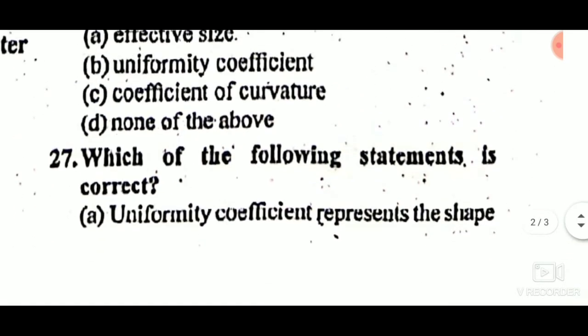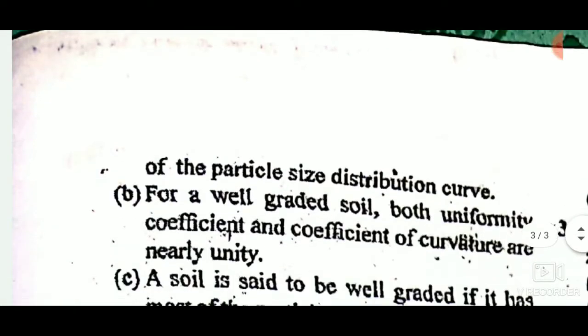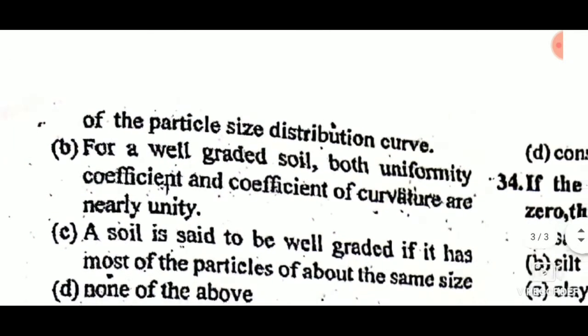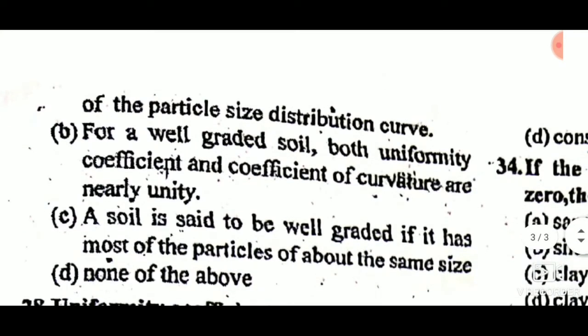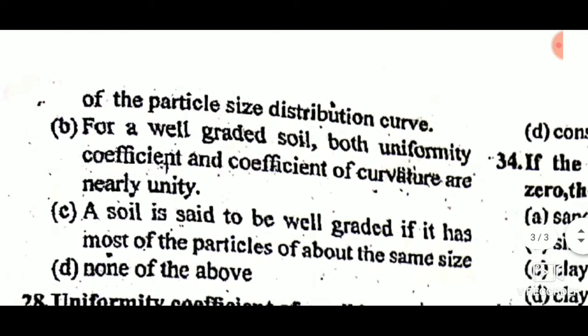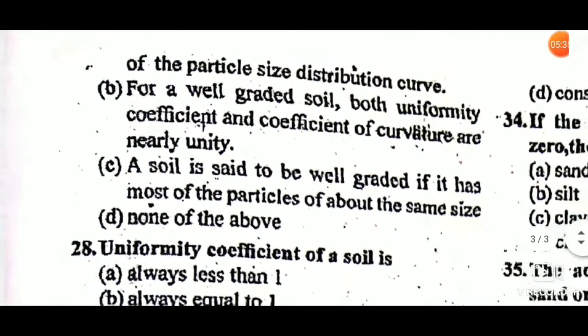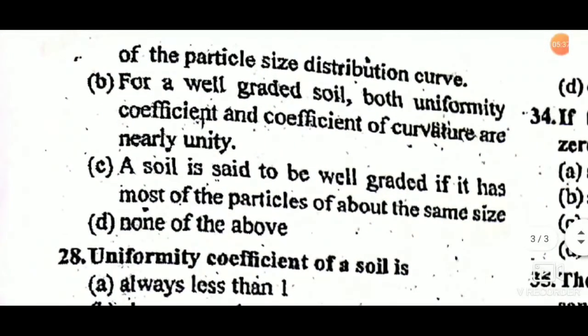Next question. Which of the following statement is correct? Option A, uniformity coefficient represents the shape of the particle size distribution curve. Option B, for a well-graded soil, both uniformity coefficient and coefficient of curvature are nearly unity. And option C, a soil is said to be well-graded if it has most of the particles of about the same size. And option D, none of the above. Here all the options are wrong, so option D is correct, none of the above.